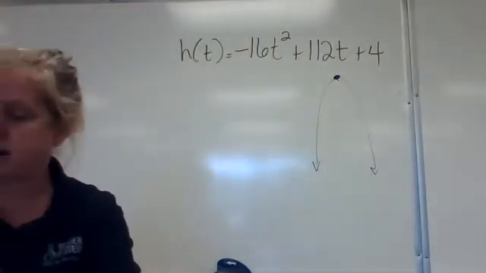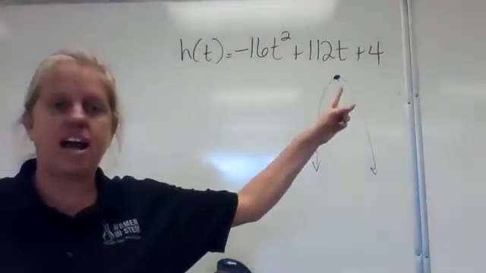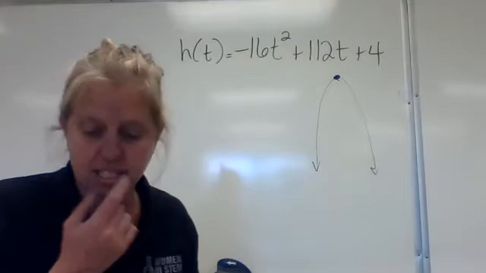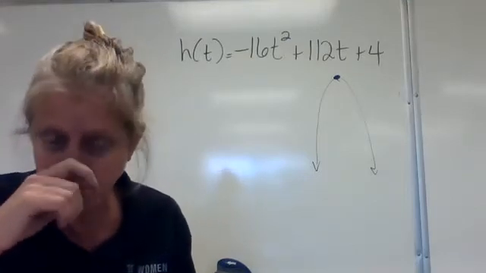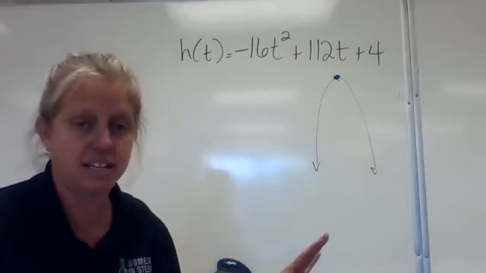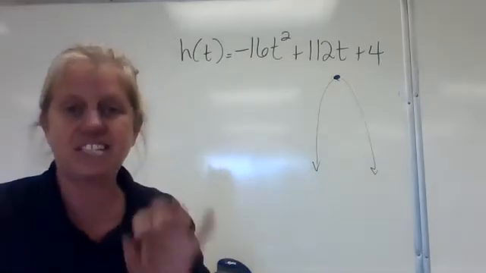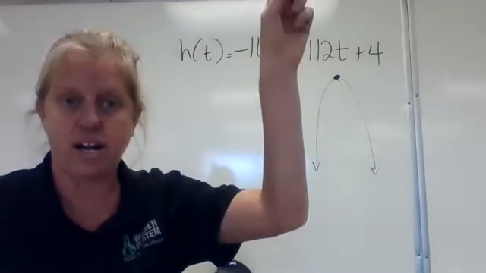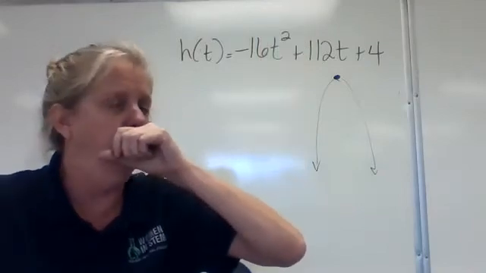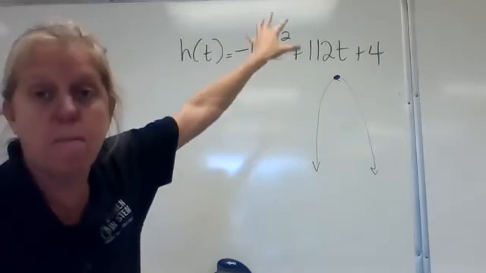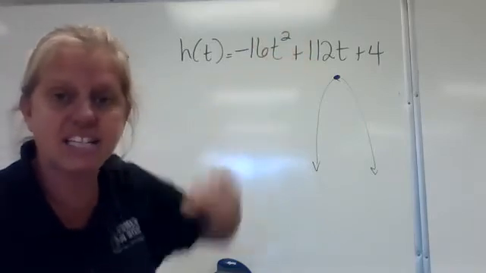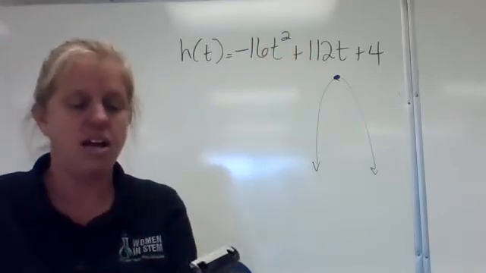So let's put this in our y equals and see if we can find out what that maximum point is, okay? Because when we do, the t, which is the x, is going to be the number of seconds it takes to get to that point. Then the y value of this vertex is going to be the maximum value, right? The highest that the rocket is going to go.